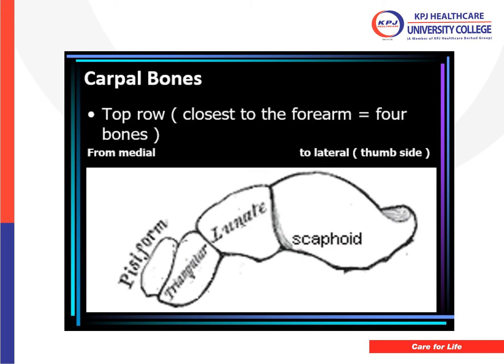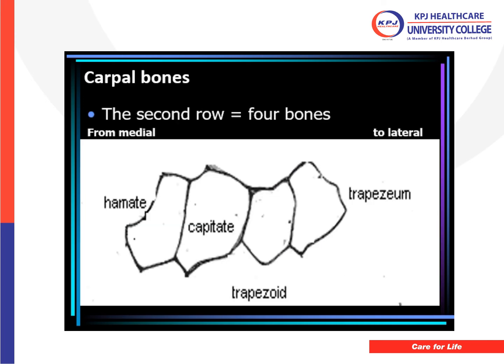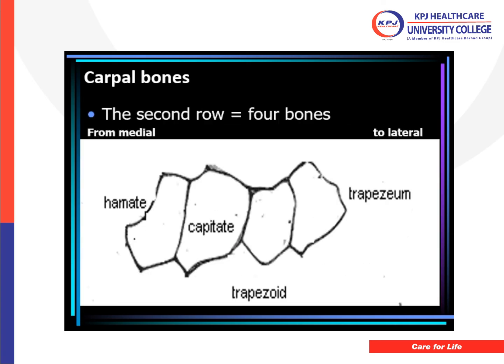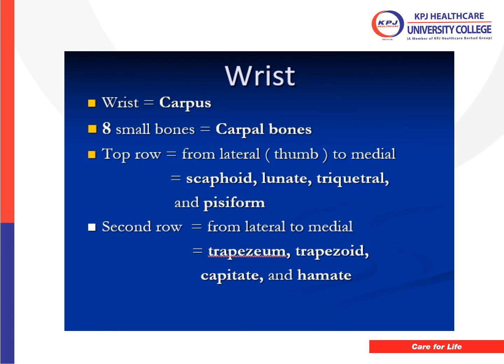Alright, in the top row here, the four bones closest to the forearm are the pisiform, triangular and scaphoid. And the second row is made of four bones from the medial to lateral side. You can see the layers, which one is medial and which side is lateral. Alright, the wrist or carpus has 8 small bones, the carpal bones.